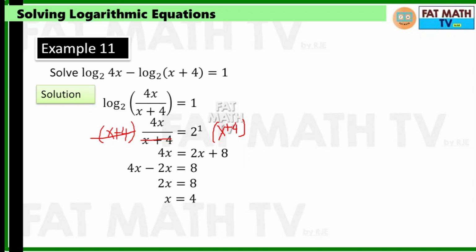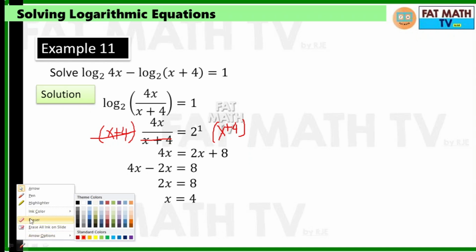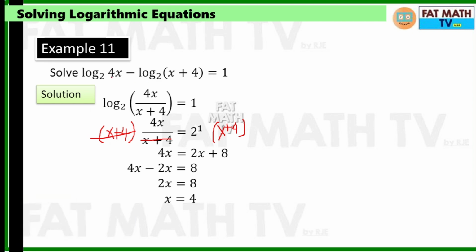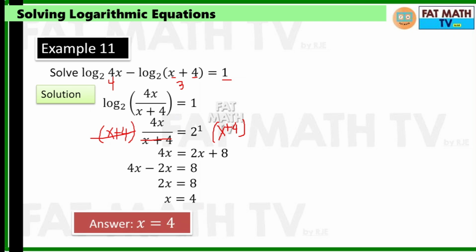If x is 4, you will have logarithm of 16 to the base 2. 4 times 4 is 16. So, log base 2 of 16 is 4. And then 4 plus 4 is 8. Logarithm of 8 to the base 2 is 3. So 4 minus 3 is indeed 1. So x equals 4 is the solution.